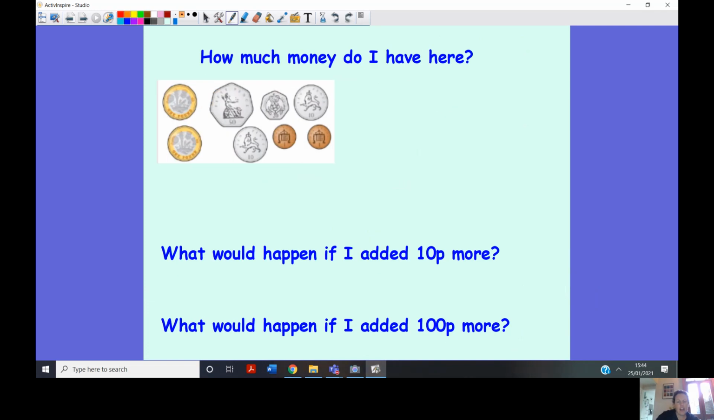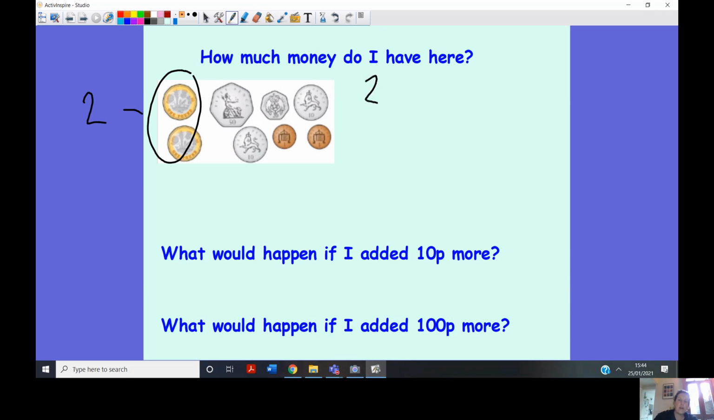How much money do I have here? Remember what we did beforehand. Group the pounds, group the pence. How many pounds? I have 1, 2. Let's find the easy numbers we can group together.